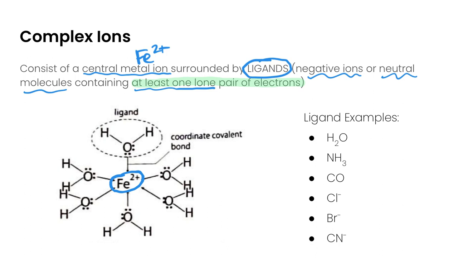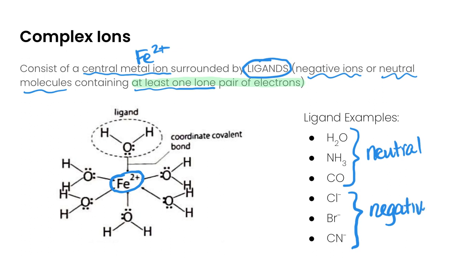So some examples of ligands, neutral ones, are things like water, NH3, or CO. Those are all neutral examples of ligands. Some examples of negative ions are things like Cl-, Br-, CN-. Those are all examples of negative ions that can act as ligands. All of these have a lone pair of electrons that can interact with the positively charged metal ion.